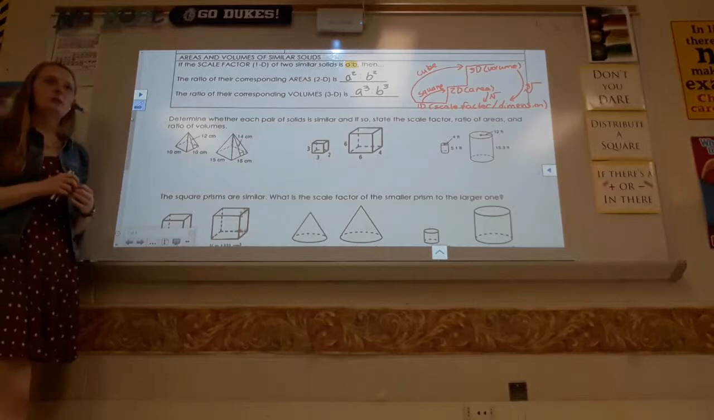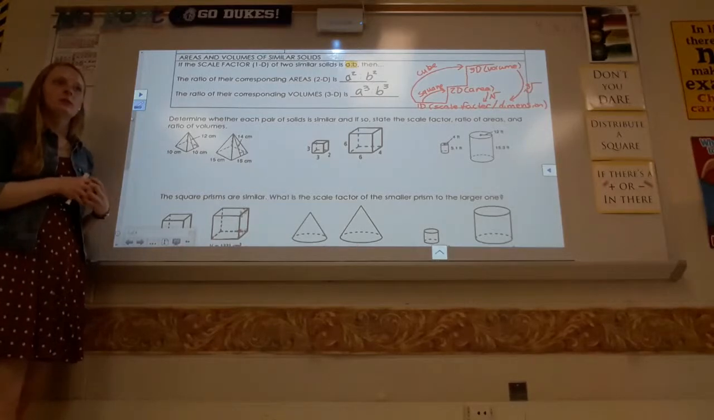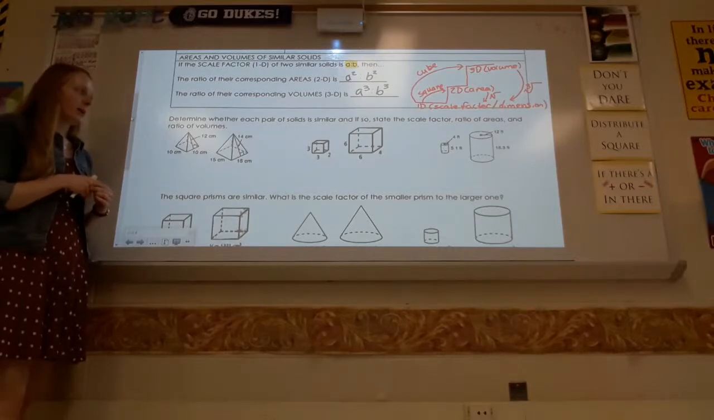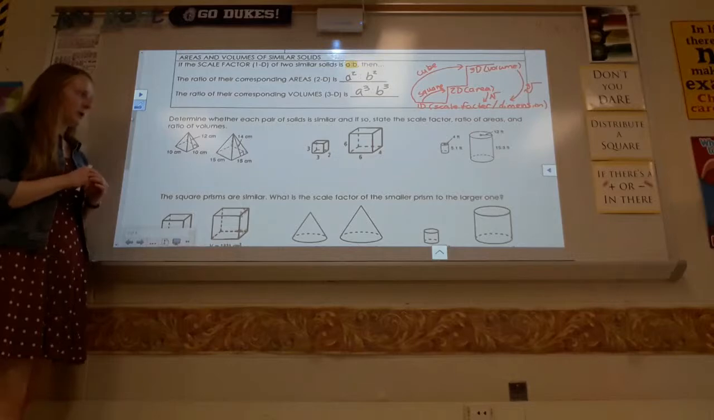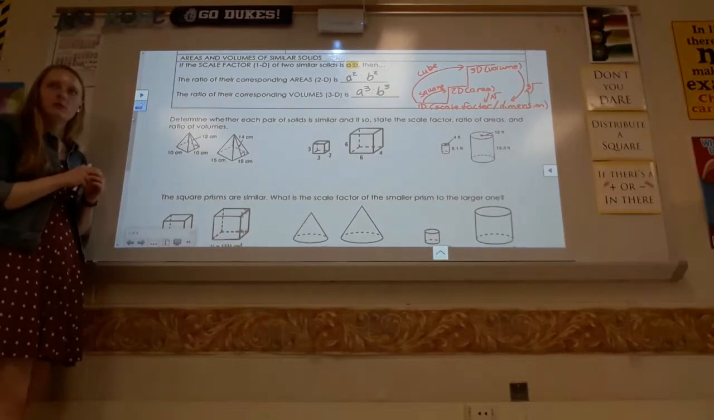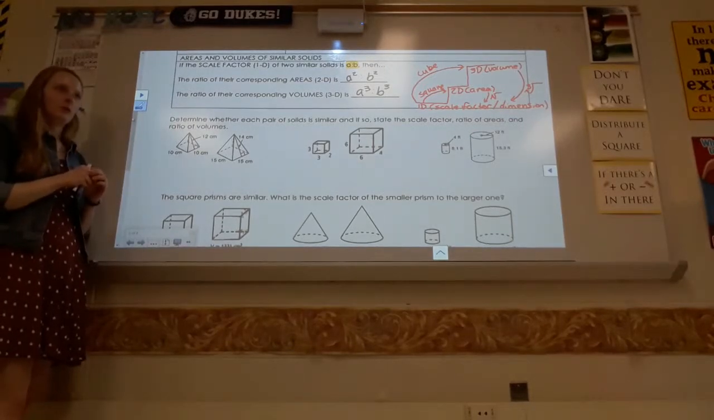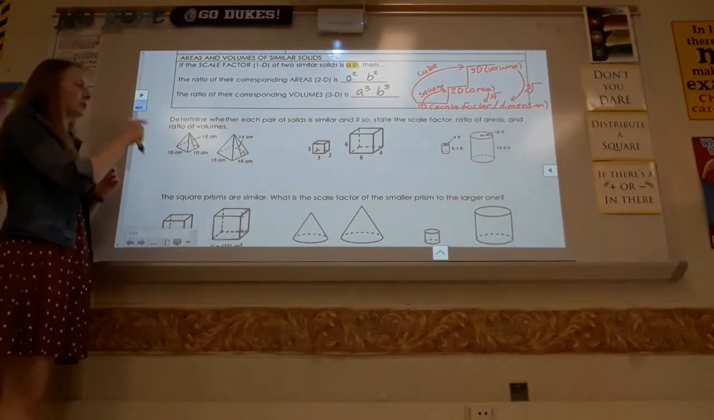What have we done in the past? What would you do? Compare what? Compare the parts. Does it matter which parts that I compare? It does matter. You want to match or check the corresponding parts.